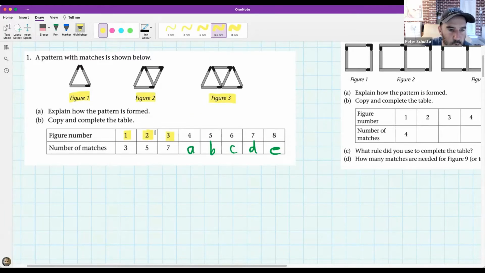How is this pattern formed? And can you complete the table? I'm going to give you guys 3 minutes to do that. And for those who are really on fire, see if you can build the formula for this.